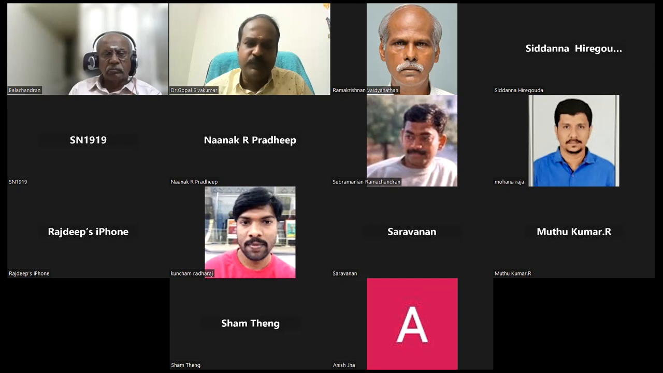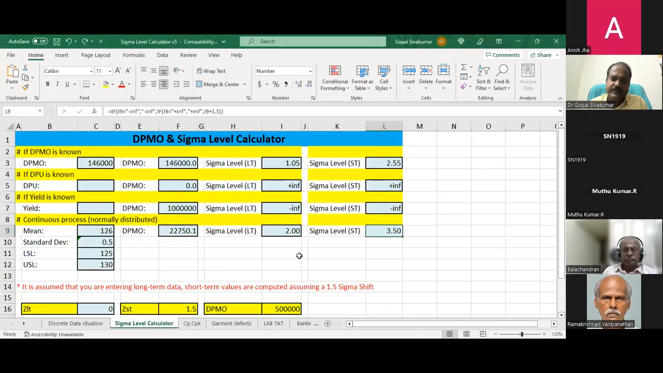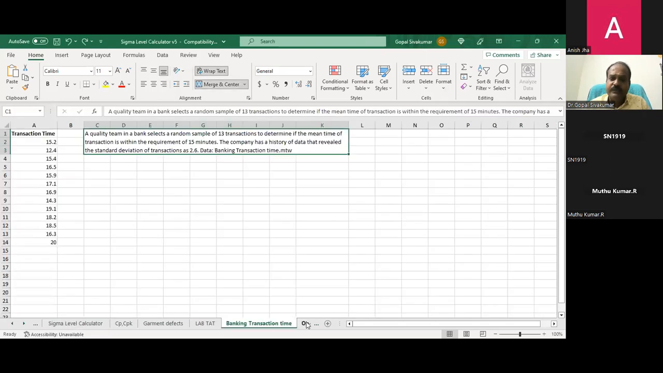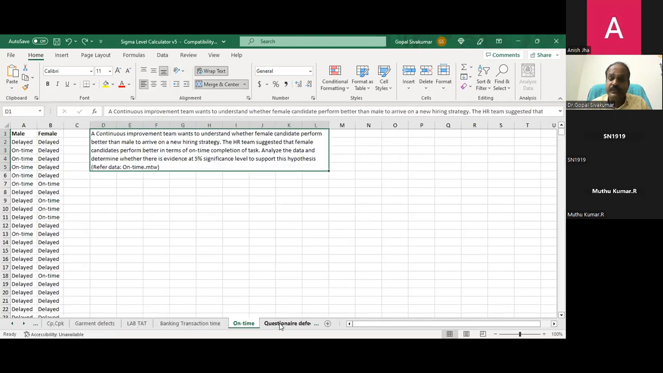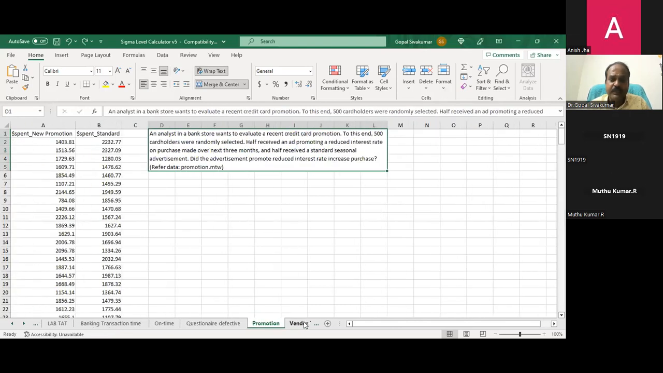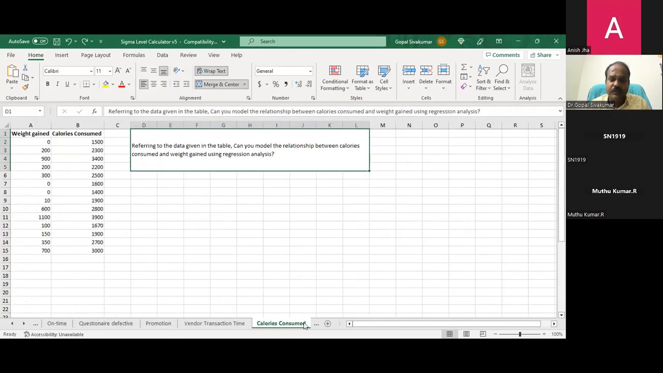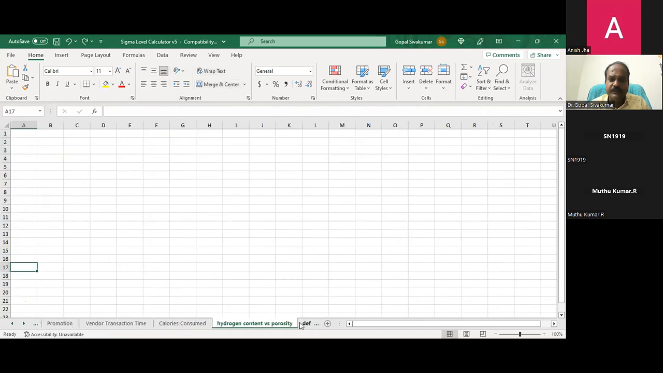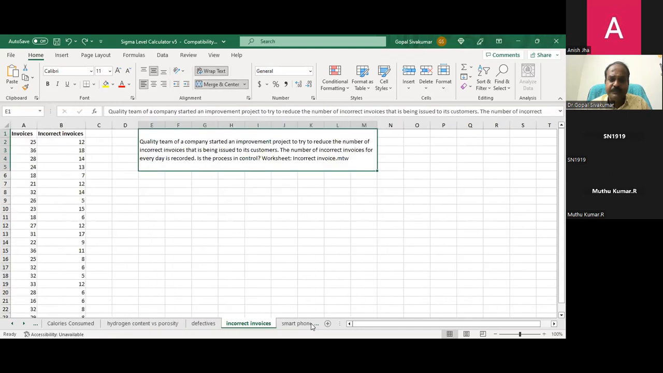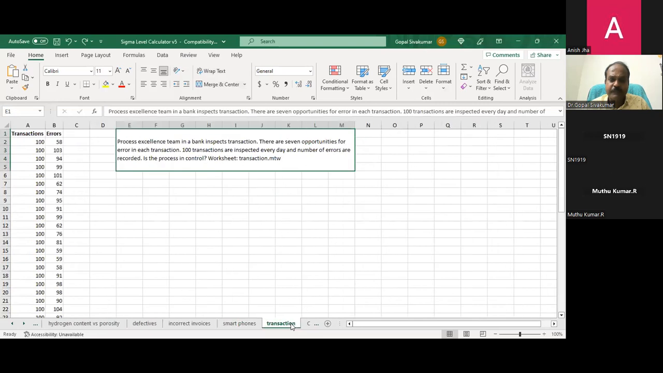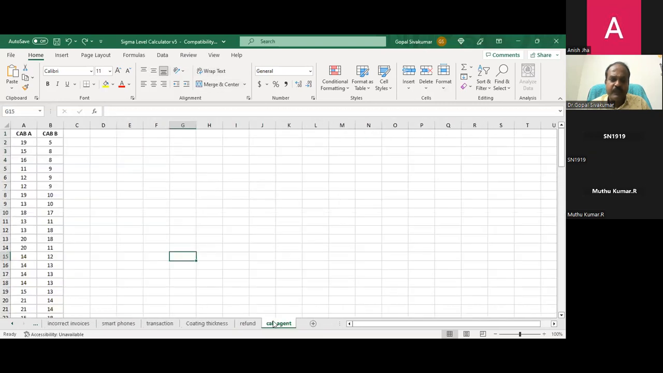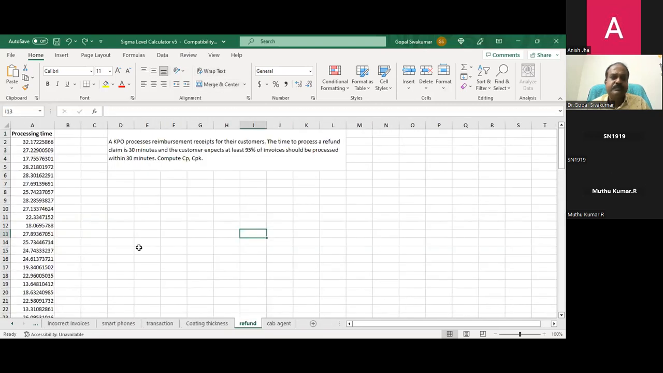And now I will take you to the Excel file which I shared even today. You will find all the data files. You can refer to these data files even during the exams. And see here, they're talking about refund, right? Let me see whether the refund is available here. Yes, the refund data file is available.